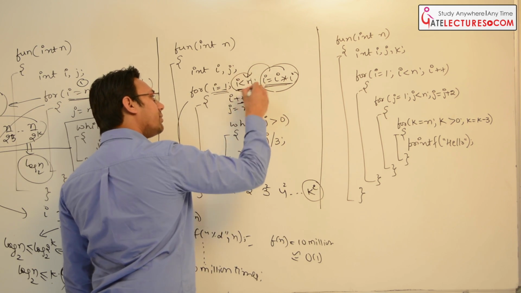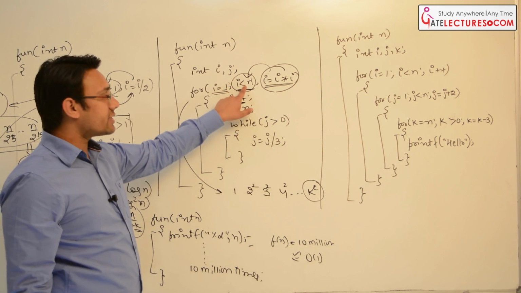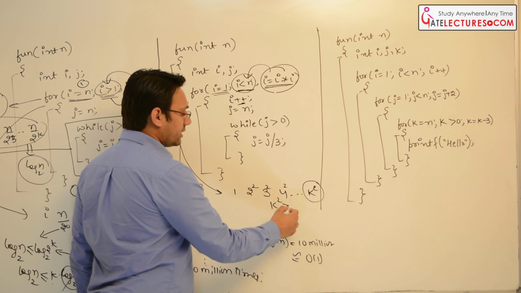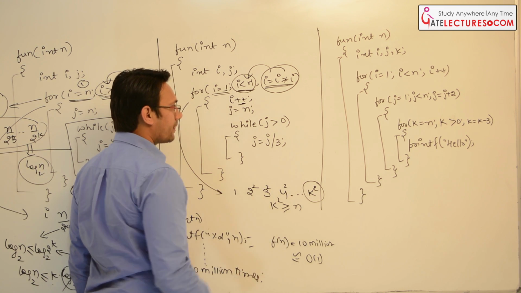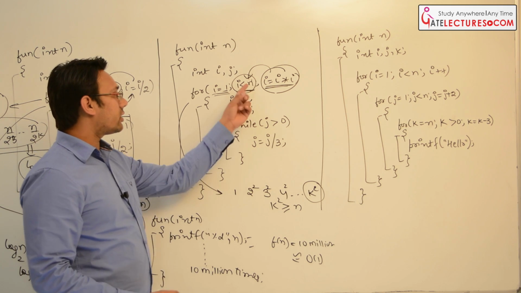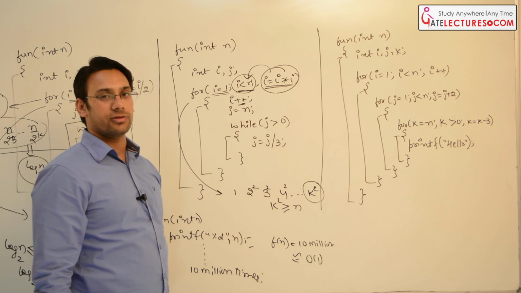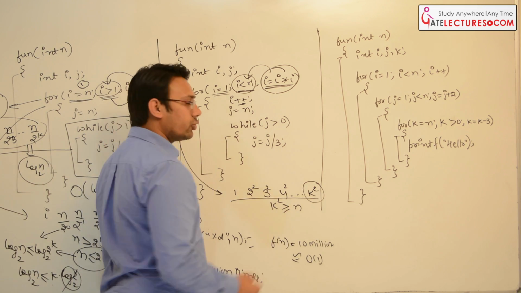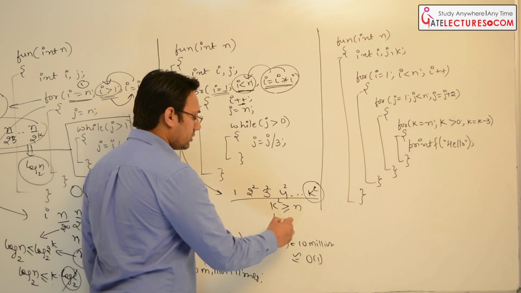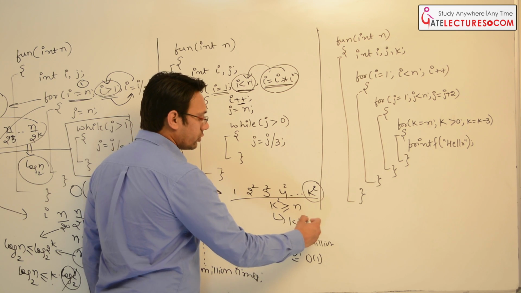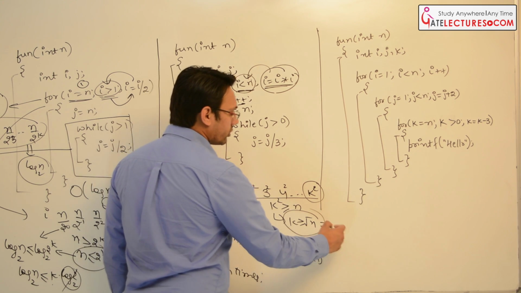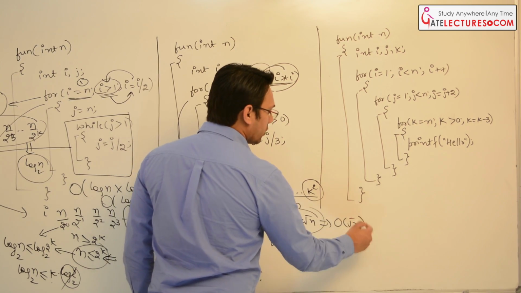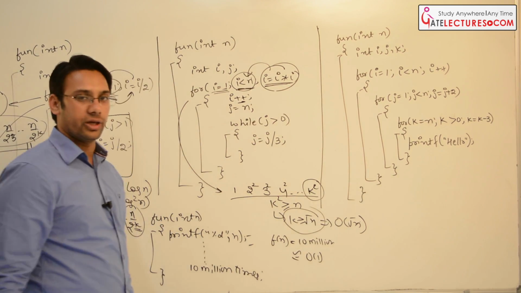Now this condition will be false only when k square is greater than or equal to n. When k square is greater than or equal to n, then this condition will become false, right? So till that time, how many times did the loop run? k should be greater than or equal to root n. Therefore the outer loop is going to run order of root n times, right?